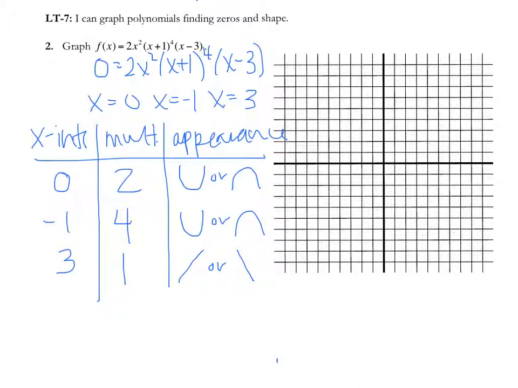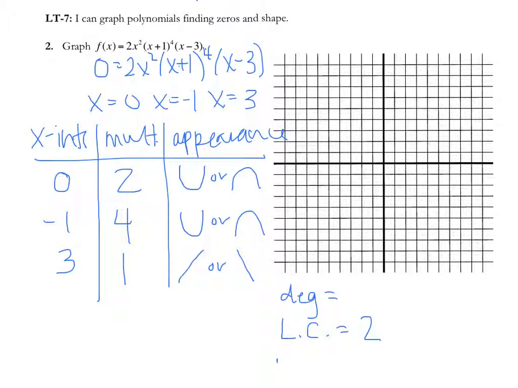Now, when I make my graph, I'm going to fill in my x-intercepts, try to include the appropriate appearance near those x-intercepts based on the multiplicity. But I also want to make sure that my end behavior is correct. So let's think about what our end behavior should be. To do that, we need to think about what's the degree and what's the leading coefficient. Looking at our equation, our leading coefficient is 2.